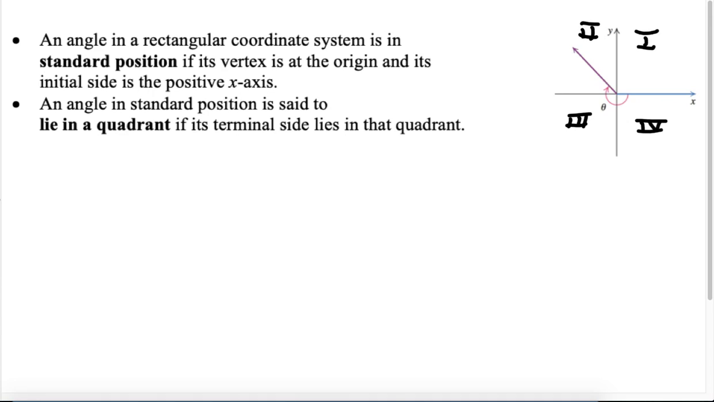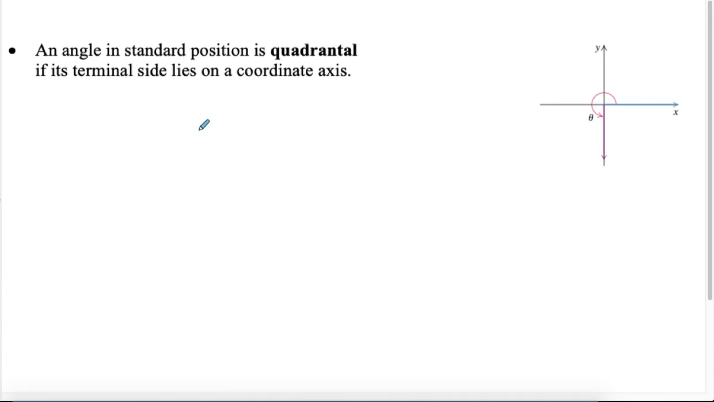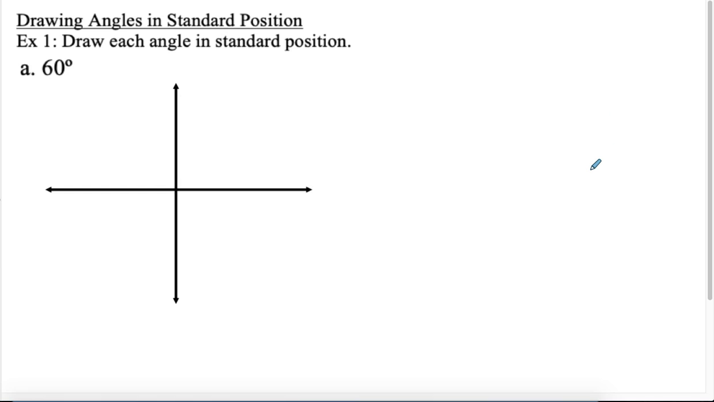Then finally, we would say that an angle is quadrantal if the terminal side lies on an axis. So in this example, this would be a positive angle, right? And we would say it's quadrantal because the terminal side lies on the y-axis down here. All right. So let's practice drawing a few angles in standard position.